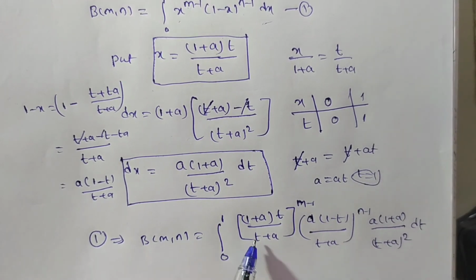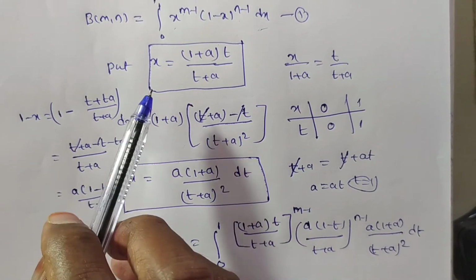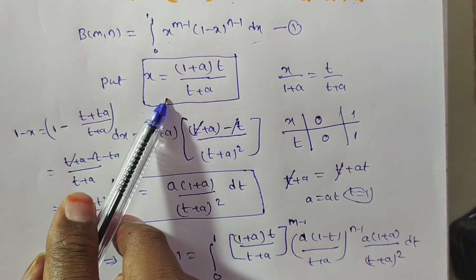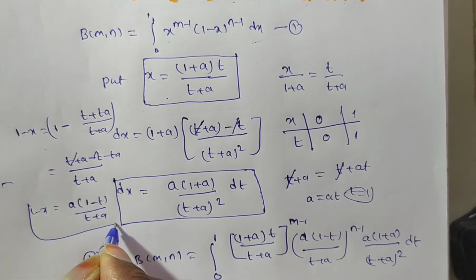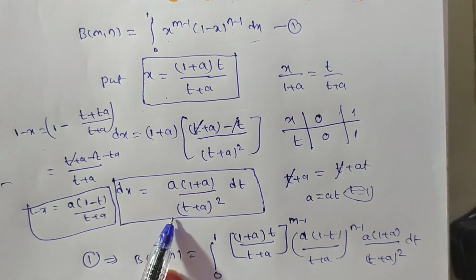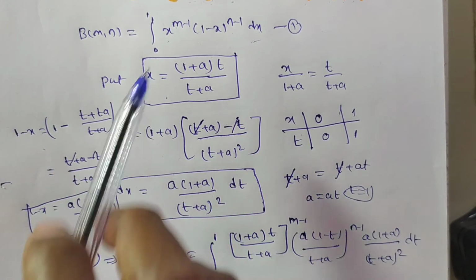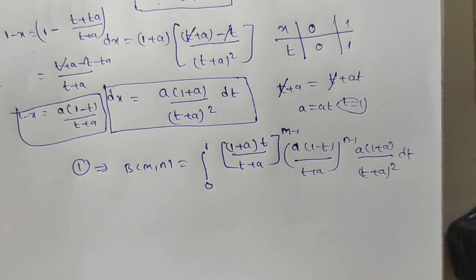Is it clear, friends? You see, here we have written the x value. What is the x value? This bracket. Next, 1 minus x. This is 1 minus x. This is another bracket, right? Next, the dx value and the limits. These four only we are substituting in this. Then you see, now we have to simplify this.